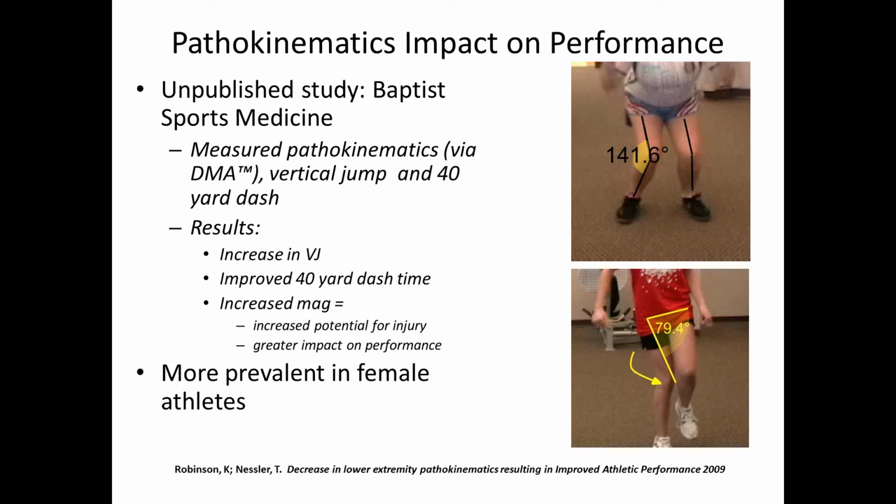What we found is an average of a 4-inch increase in vertical jump, a 1.4 seconds decrease in their 40-yard dash time, and a decrease in the magnitude of their deviations noted on the dynamic movement assessment. Now, you hear that and it sounds like pretty dramatic results. However, we need to keep in mind that these were 40 untrained high school athletes. They're high school athletes, but they were all untrained.